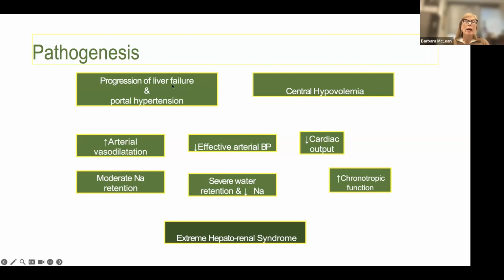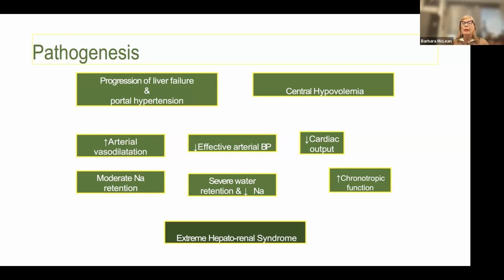But the products that are released when the liver is under-resuscitated, under-perfused, or in chronic liver failure, promote a very significant arterial vasodilation. Now, combining that arterial vasodilation, which makes the patient look like they have septic shock, with central hypovolemia, obviously causes two very important factors. One is now we have a reduction in effective arterial blood pressure and blood volume, and a significant reduction in the cardiac output, really the stroke volume of the patient.